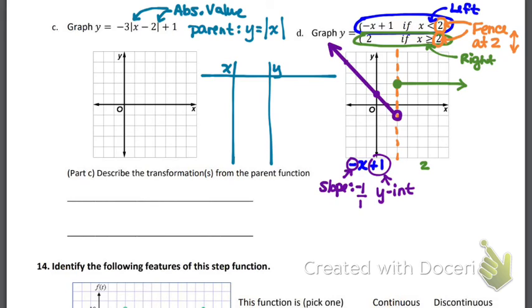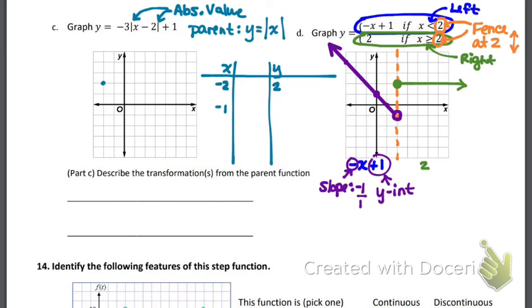Absolute value means what? How far away it is from 0. I want to know the absolute value of x. So I'm going to pick out some numbers for x, and you're going to tell me how far they are from 0. That's going to give me my parent table. So I'm going to start with negative 2. How far is that from 0? It is 2 units from 0. So I have a point at negative 2, 2.